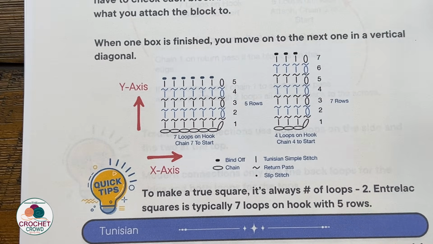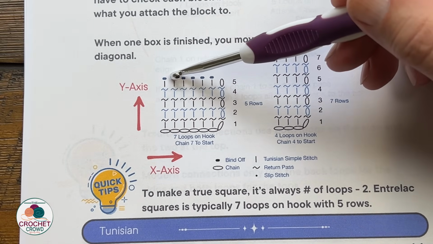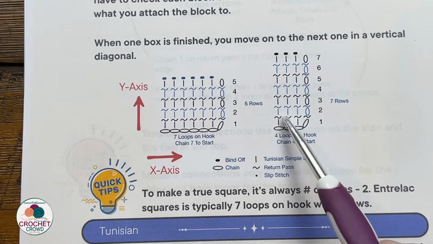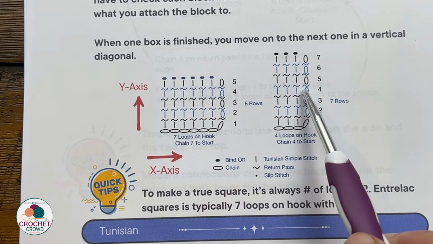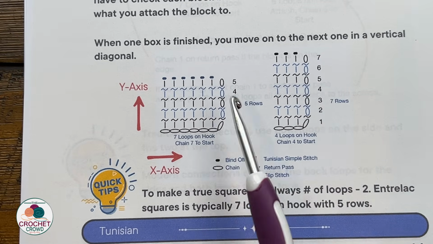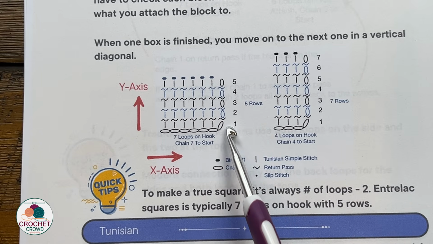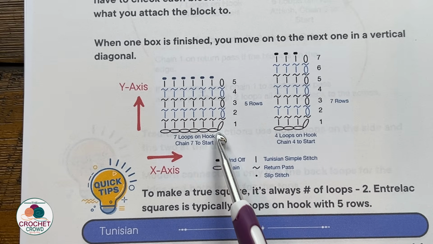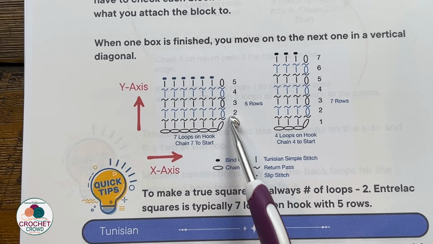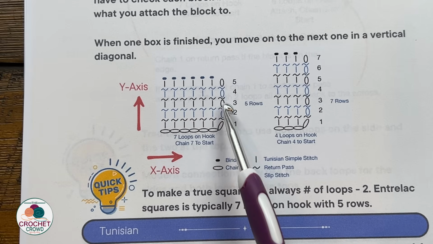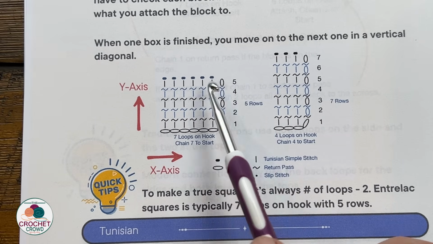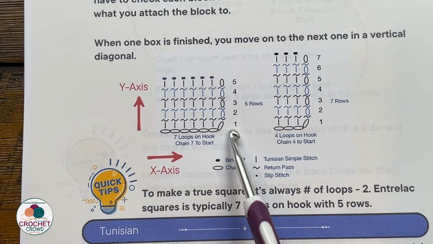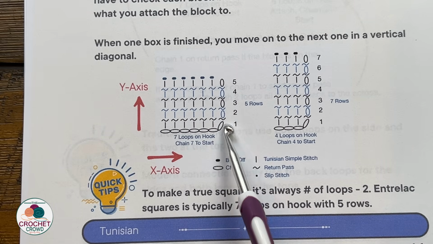So it slightly changes when it comes to doing your entrelac, but this is it. Each one can be different widths and also different heights, so don't be confused by this. You should know though, if you wanted a true box, that 7 loops on the hook and 5 rows makes a true box. So if you wanted a box of possibly 10 rows high, you would need to do 12 loops on the hook by 10 rows high, and that will give you the box shape.